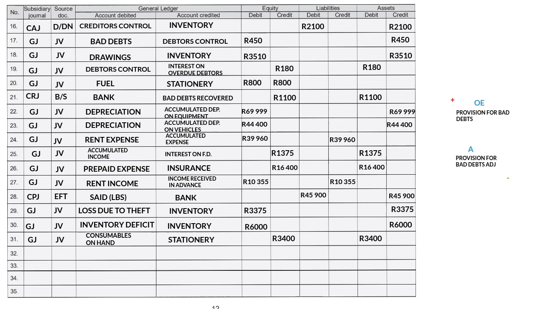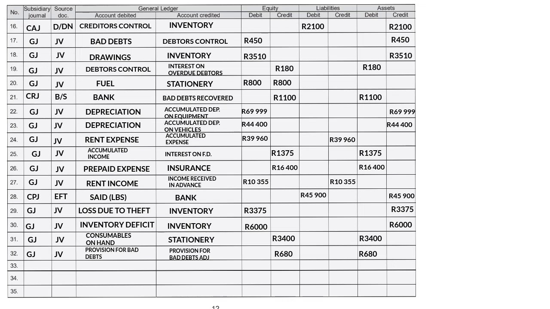So let's go put this onto our answer sheet. The journal involved is your general journal. Your source document is your journal voucher. Account to be debited is provision for bad debts. Account to be credited is provision for bad debts adjustment. Your equity will be credited with 680 Rand, and your asset will be debited with 680 Rand.